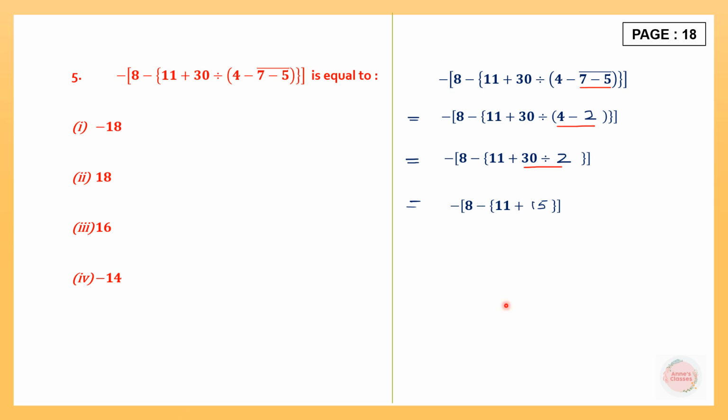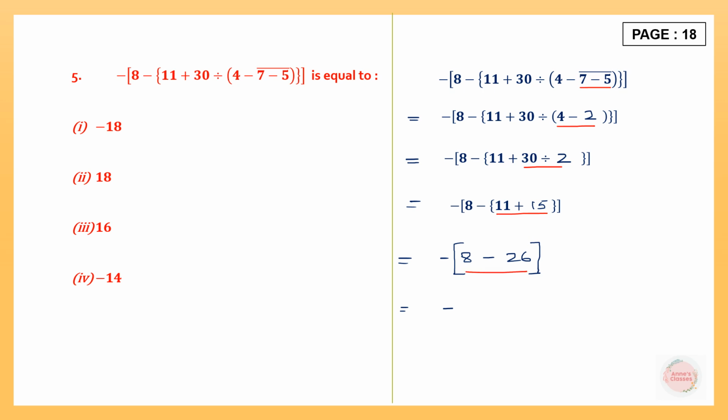Now here we only have to remove these curly brackets. So we have to work out what is inside the curly brackets. Now we have the square bracket, 8 minus 11 plus 15 is 26. So now we've removed the curly brackets. Now we have to remove the square bracket. So let's work out what is within the square bracket.